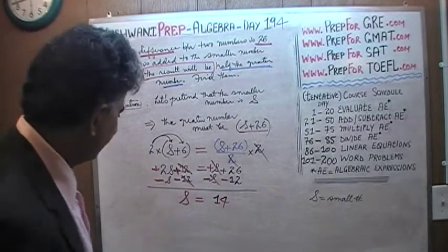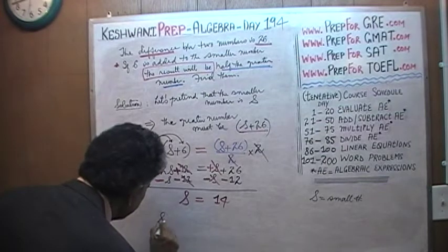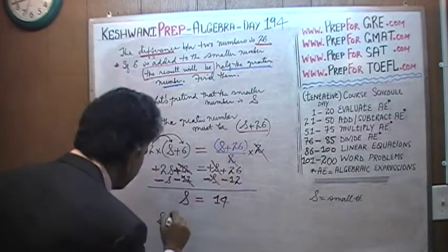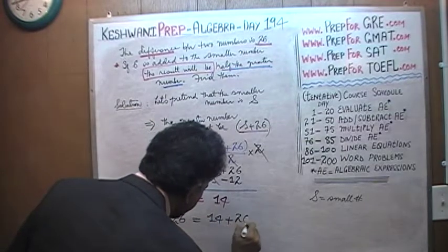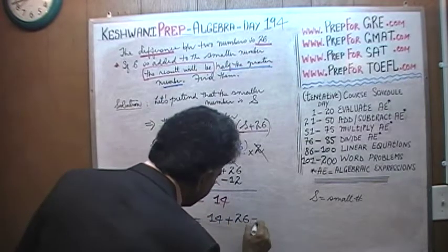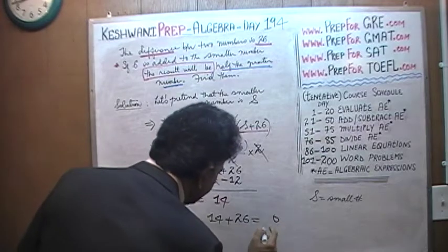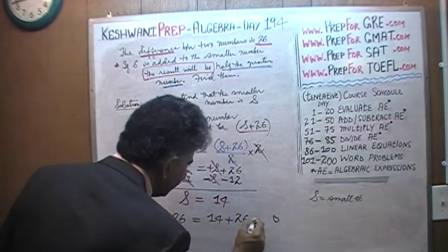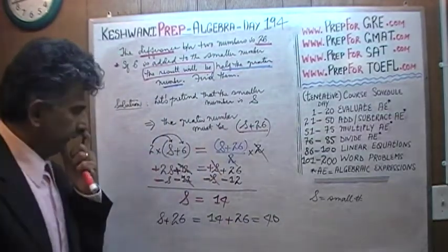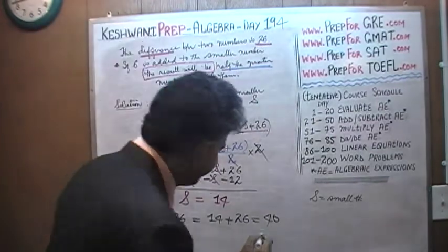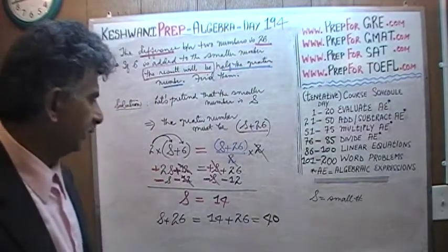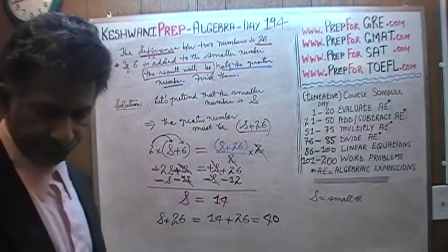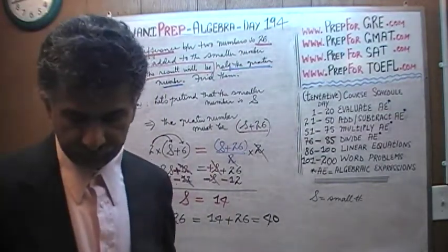The small number is 14. If the small number is 14, the large number, which is s plus 26, must be 14 plus 26. 6 plus 4 is 10, which is 0, and then 1 goes here, 30, and then 40. Voila. So it turns out that the large number is 40. The large number is 40, and the small number is 14. And that's all there is.